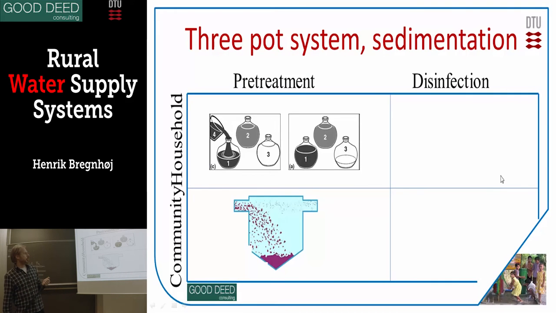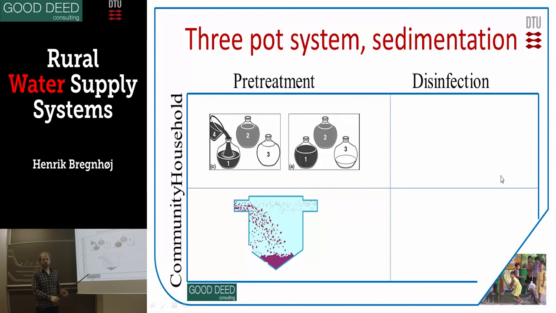Then there's sedimentation. If you have particles in your water, there's the very old household method where you have, for example, three pots here. You take your dirty water, put it in the first bucket, leave it there for one day, let it settle, then pour it into the second bottle. Then you have some less dirty water because a lot of it has sedimented, and after 2 days you pour it into the third one where you have the clean water here. That's the system. It's a pre-treatment, so it's removing particles, but definitely not enough for bacteria.